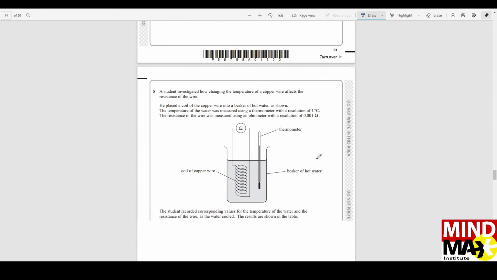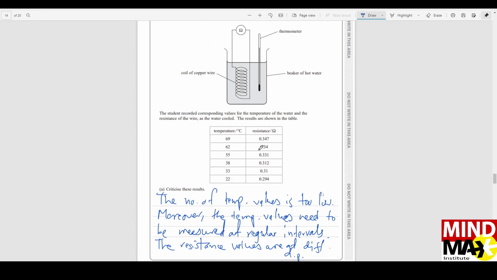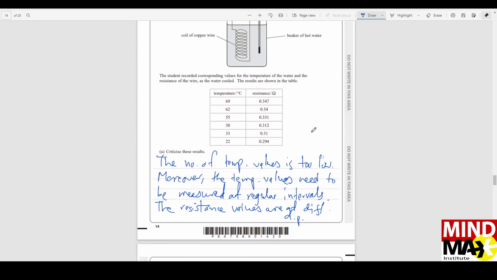This is the last question. So in here, they're investigating how the temperature affects the resistance of the copper wire. So they have given a chart and asked us to criticize these results. As you can see in this chart, the number of temperature values is too low. Only 1, 2, 3, 4, 5, 6, only 6 values. So whenever you perform an experiment, you should take more and more values, 10 if possible.